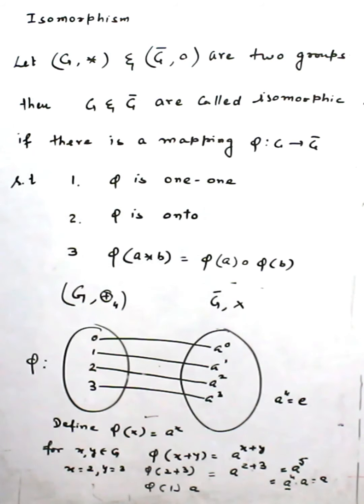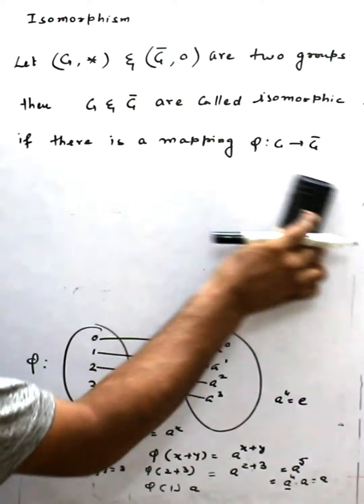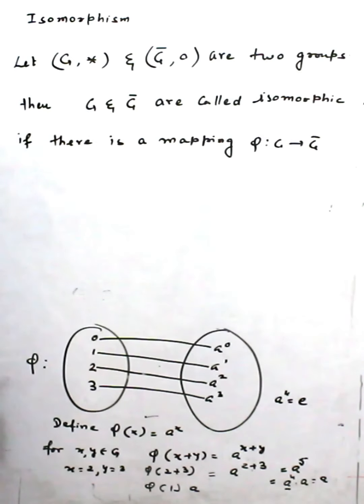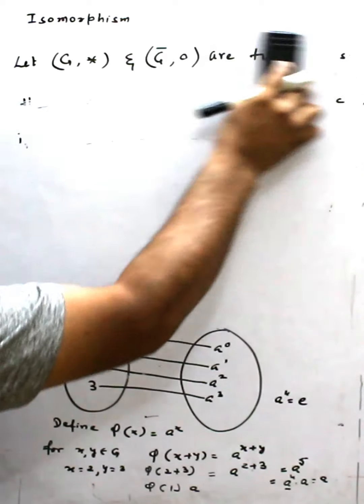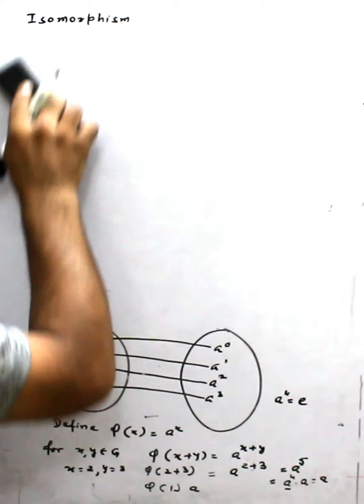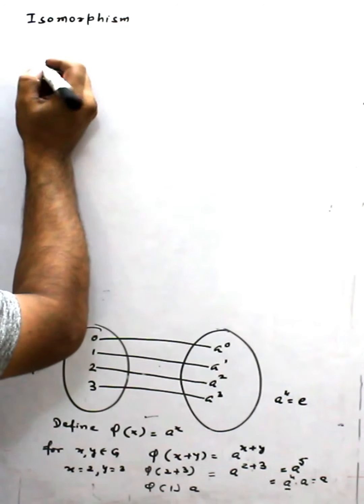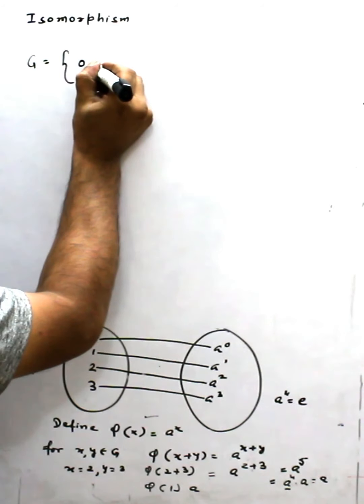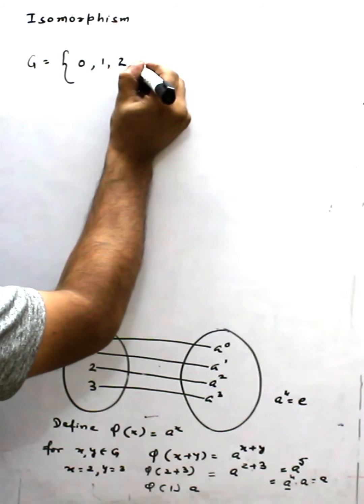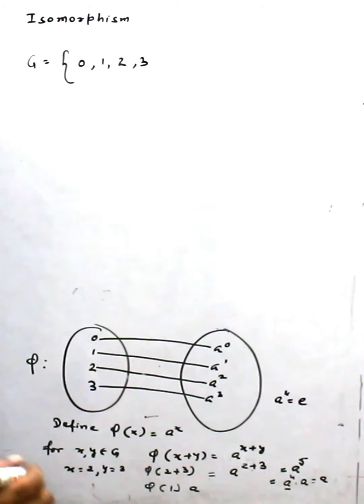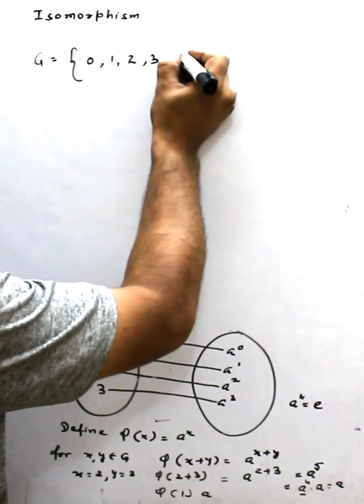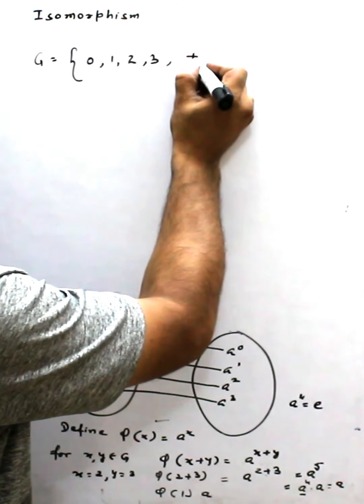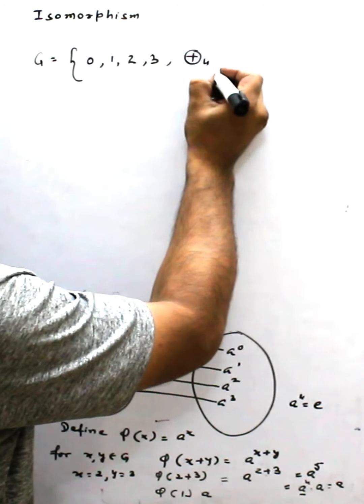I hope this is clear. Otherwise, we can take some more examples. Suppose I say G is 0, 1, 2, 3. These are the elements, and the operation is addition modulo 4.